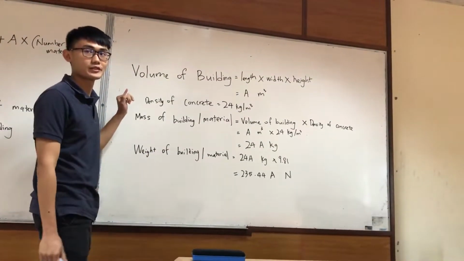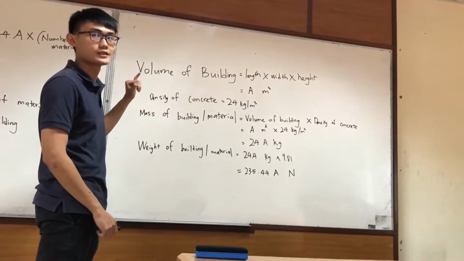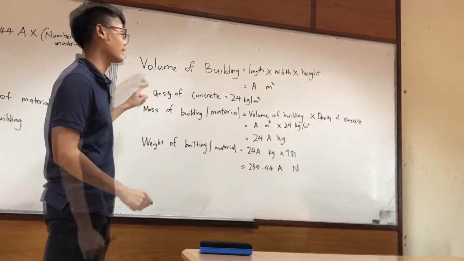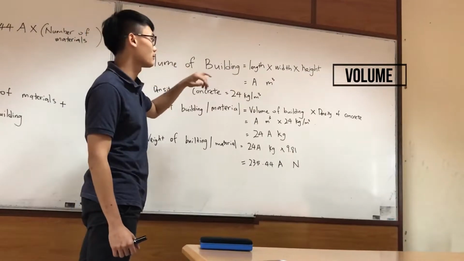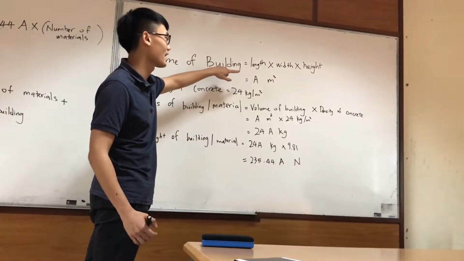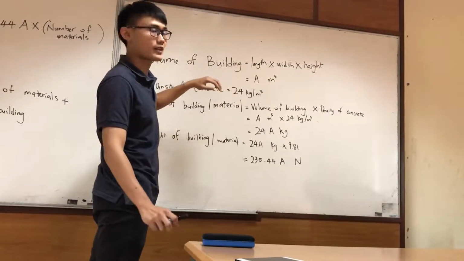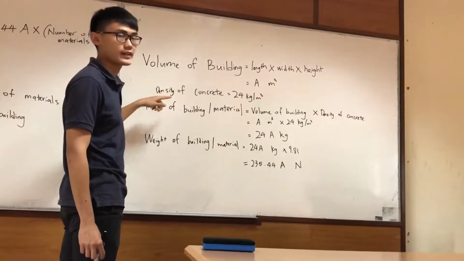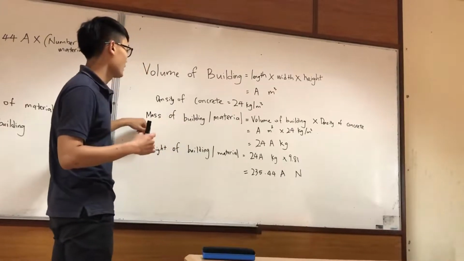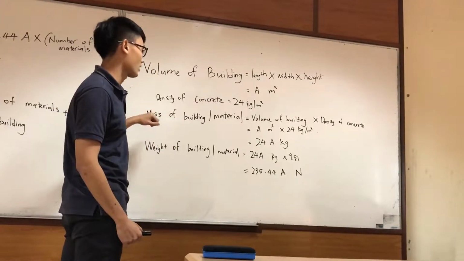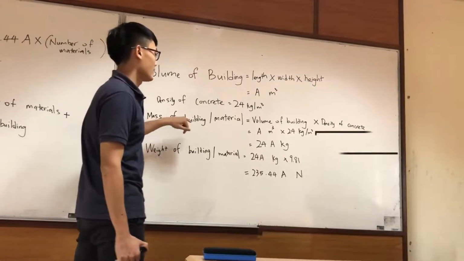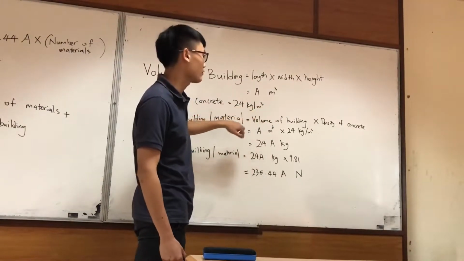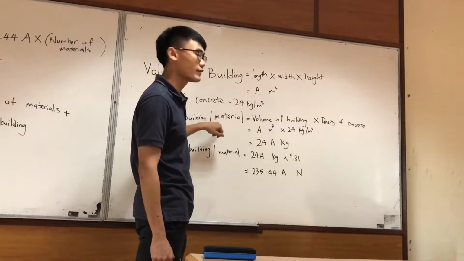Since we are first year students and we lack the knowledge to calculate the whole building, for this assignment we only calculate the volume of the building or material with the information of the building length, width and height. After that we can get a volume. As we know the density of concrete is 24, and when we want to calculate the mass of the building or material, we have to multiply the volume by the density of the concrete, and then we can get the mass of the material or the building.